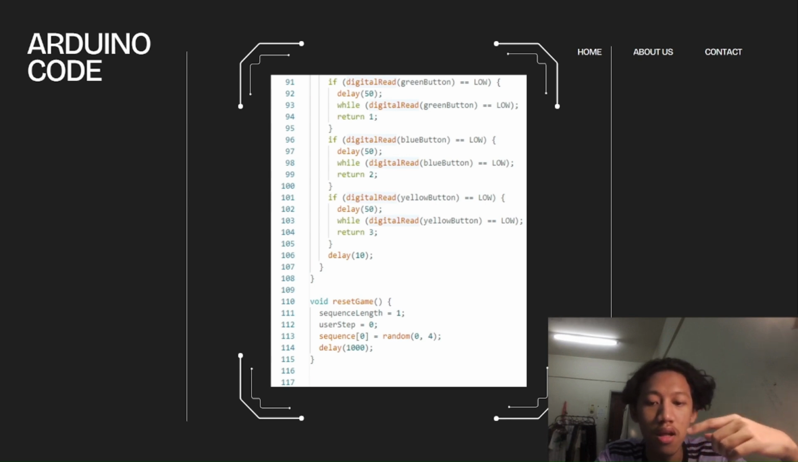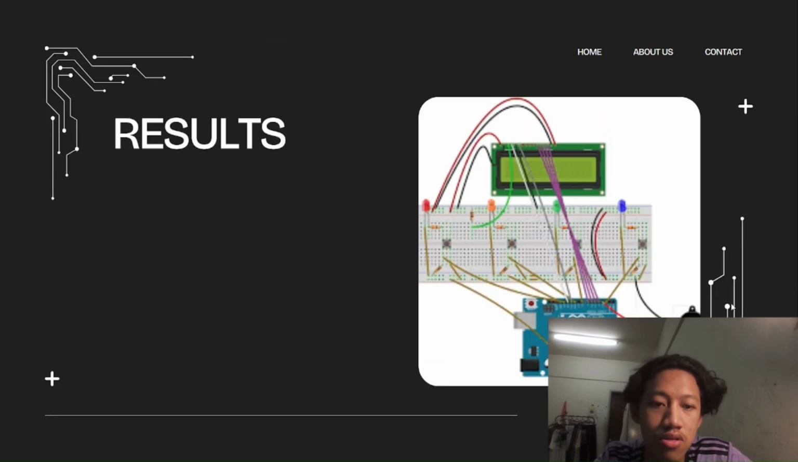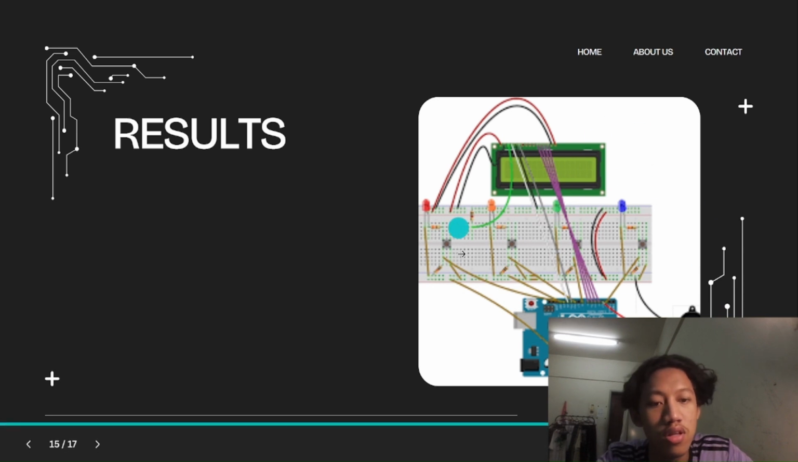The delay will be 1000, which provides a short break before restarting, giving the player time to prepare for the next round. So this code creates an interactive LED memory game where the player must repeat an increasing sequence of LED sounds, with error handling and game reset features. So this is our result. This is how it looks physically, and I will show you the video.